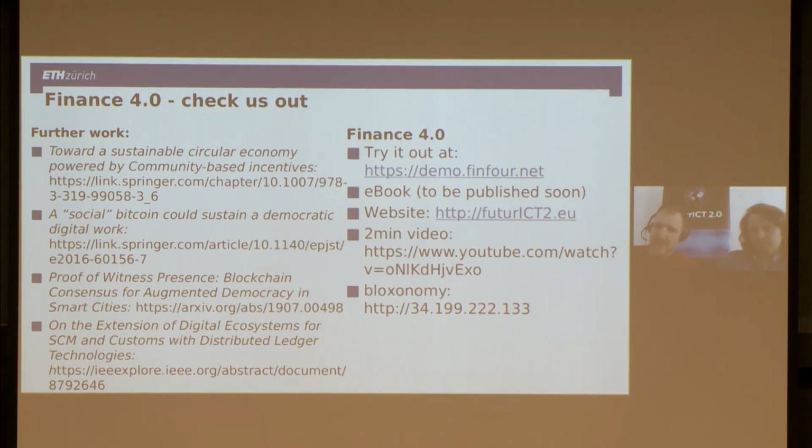We have a running software prototype on the Rinkeby testnet of Ethereum, if you want to have a look at the demo. There will be an ebook published in a few weeks, hopefully. The website is there. And again, the IP address of Bloxonomy and a few multimedia items on YouTube.